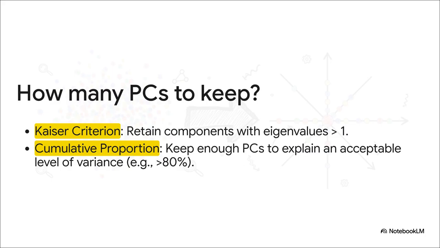This leads to a really practical question, right? How many of these new components do you actually need to keep? Well, there are 2 common rules of thumb. The first is called the Kaiser criterion, which just says keep any component that has an eigenvalue bigger than 1. Or you can just set a goal for yourself, like I want to explain at least 80% of the variance, and you just keep adding components until you hit that target.